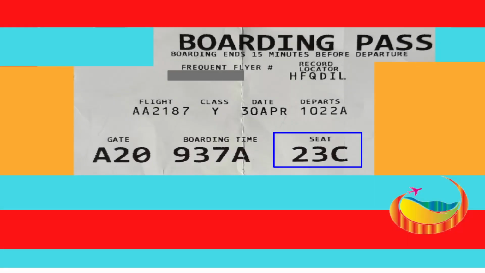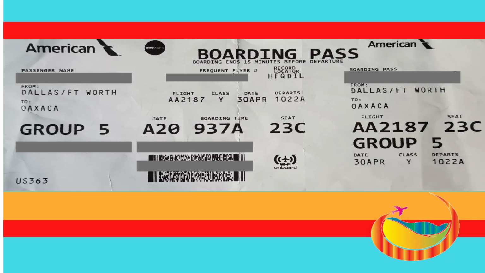And the last thing is your seat number. So once you get onto the airplane, this is easy. You just walk down the row until you find your seat. And here is the boarding pass again. You can see all the information that I told you about.